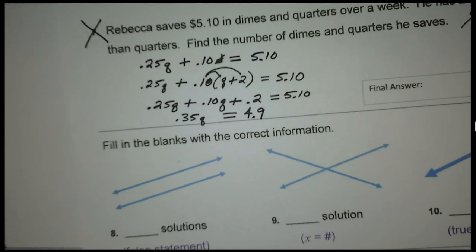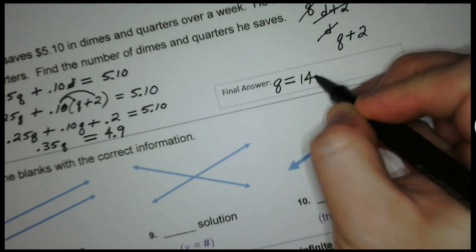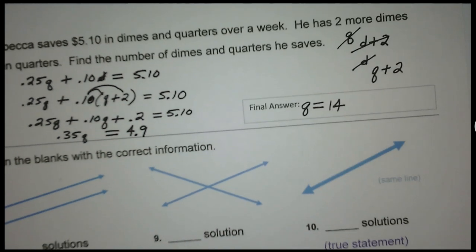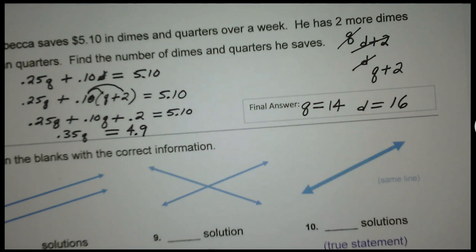And if we divide to get Q all by itself, 4.9 divided by 0.35, we get 14. So Q equals 14 quarters. And if there's 14 quarters, that means that there's 16 dimes.